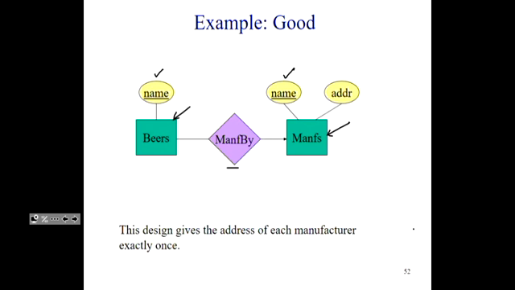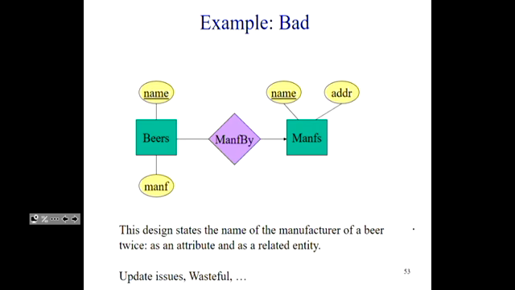Okay, so from the perspective of redundancy, this design is good because it lists the address of each manufacturer exactly once. Okay, the address of a manufacturer is associated with a specific manufacturer, and you're listing it precisely once. Let's consider a case where this is not that great, right?